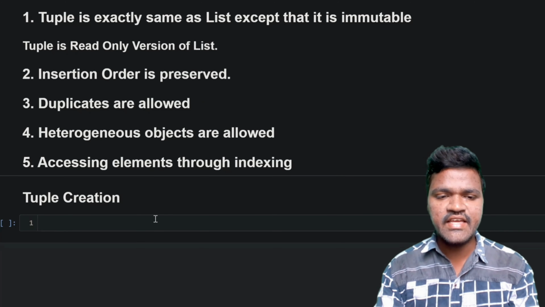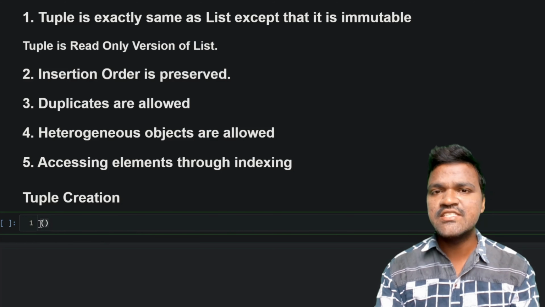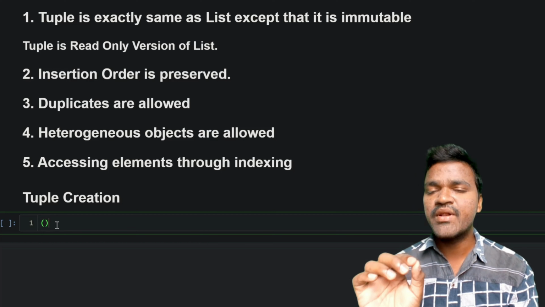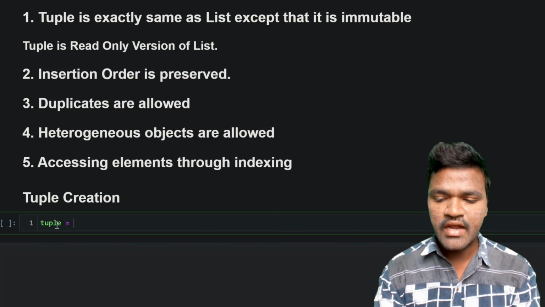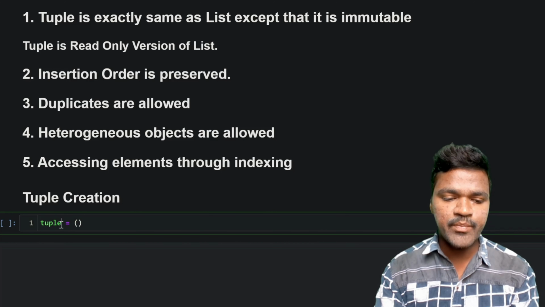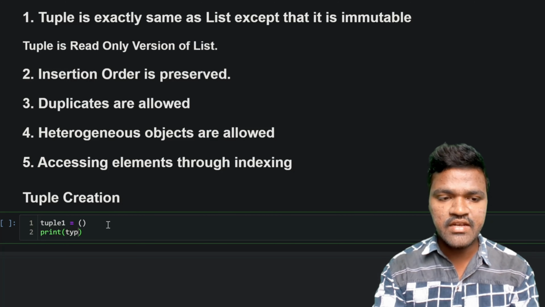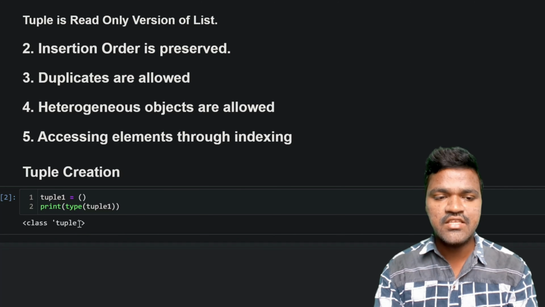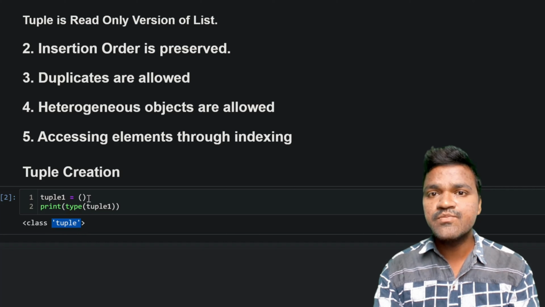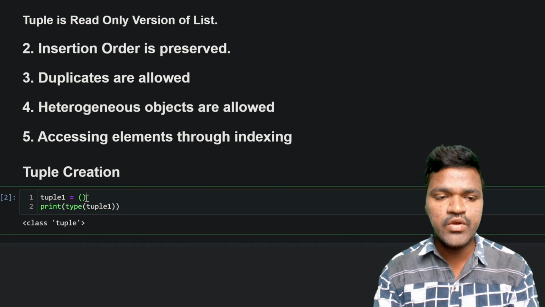One way we can create a tuple is by simply using parentheses. By using parentheses only, we represent the tuple. To help you understand, I will take a tuple and assign empty parentheses here. After that, if I print the type of this tuple 1 and execute it, you can see the result is nothing but tuple. This means the parentheses are used to represent the tuple, and we have created a tuple here.